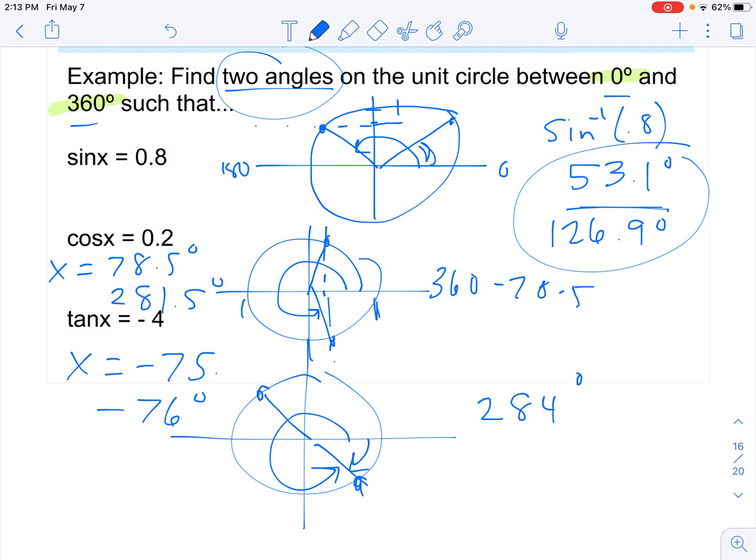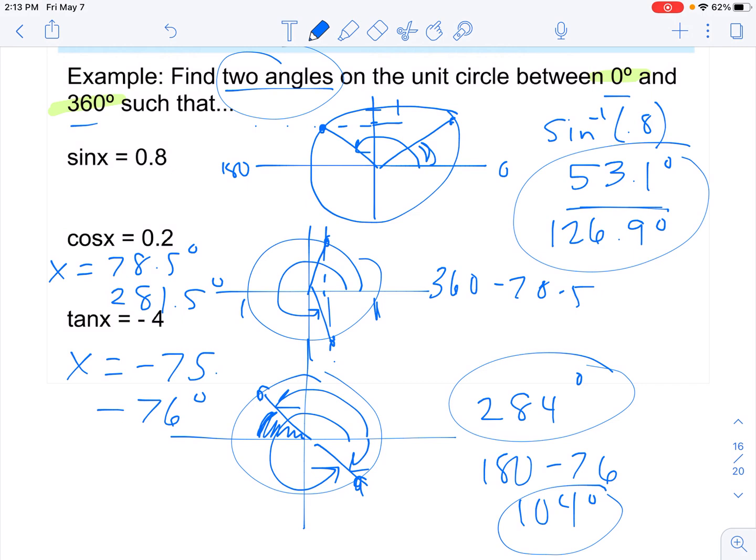Then 76 degrees is my reference angle right here. To find that angle, I can do 180 minus 76, and that will give me an angle in the second quadrant. So here I have two angles where tangent is equal to -4 between 0 and 360 degrees.